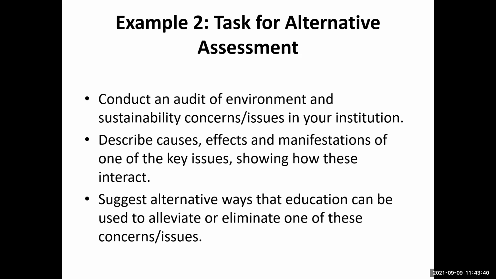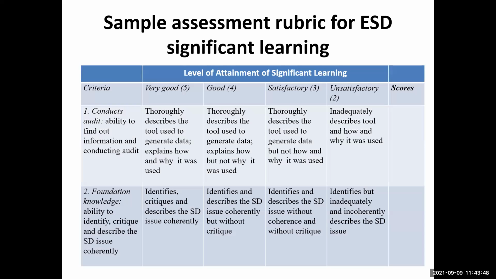In order to assess it, we suggested a rubric, and one of the approaches to assessment is to conduct an audit, and it is the ability to find out information in conducting an audit. And we scaled it. When it is very good, 5 marks. When it is good, 4 marks. When it is satisfactory, 3 marks. And for unsatisfactory, probably there could be another, more positive term. And you look at foundational knowledge. This is the ability to identify, critique, and describe the sustainable development issue coherently, and especially the content of it.